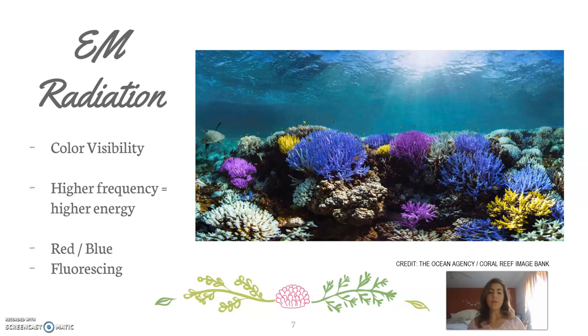Now, on the visible light spectrum, which is the section of the electromagnetic spectrum that we can see, not all visible light has the same energy. Blue light at the higher frequency end has a higher frequency than red light, which is at the lower frequency end. So therefore, blue light has more energy, it travels deeper, and deep on the reef, everything starts to look blue.